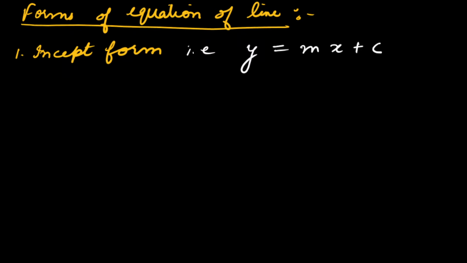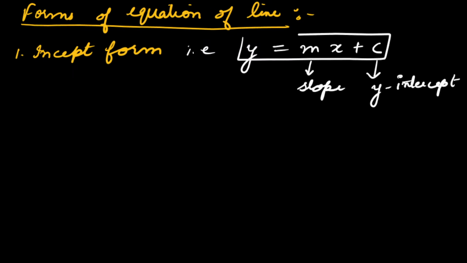We will use this form when the slope is given to us. Small m is the slope and c is the y-intercept. So when we know the slope and y-intercept, we can use this form: y is equal to mx plus c.